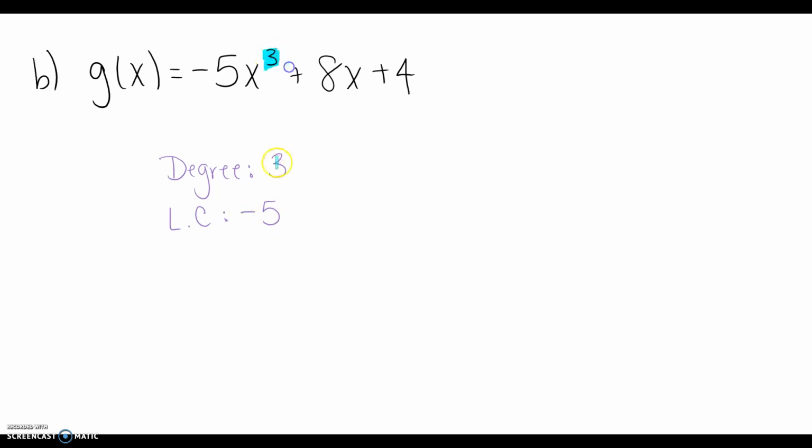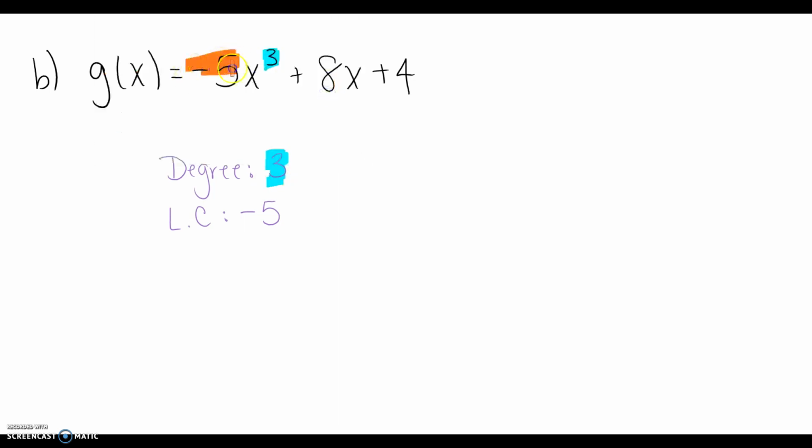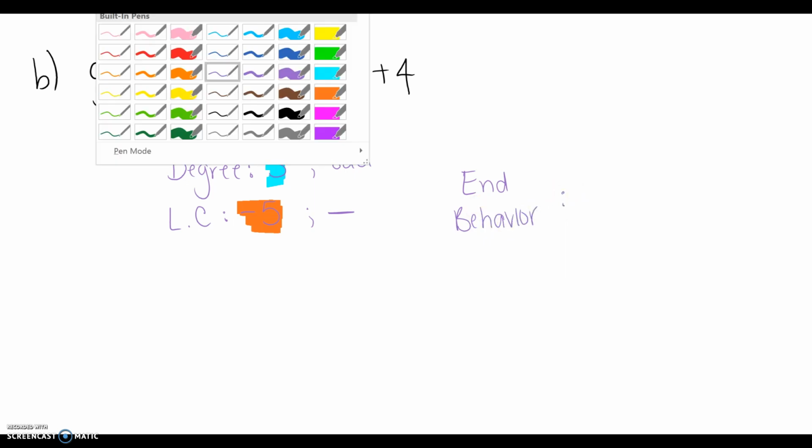So degree, leading coefficient. So because the degree is 3, that means it's odd. You should immediately be thinking different directions. And then the leading coefficient is negative 5, so the fact that it's negative is what's important. So the end behavior, so you should make a little coordinate plane.